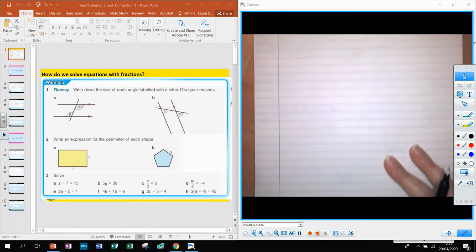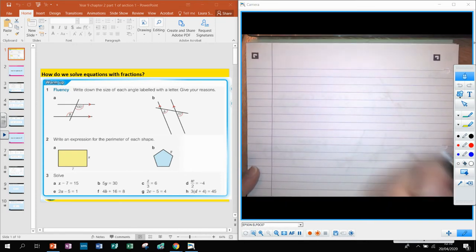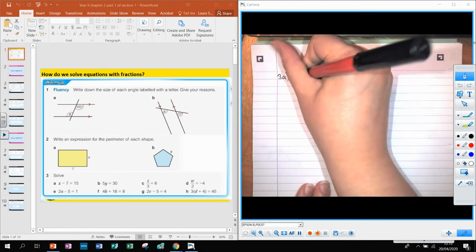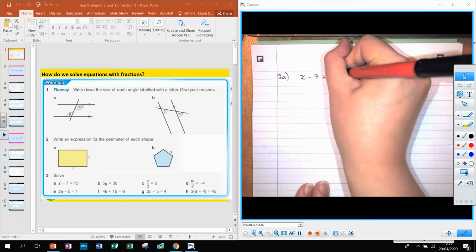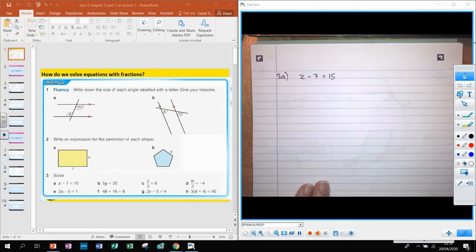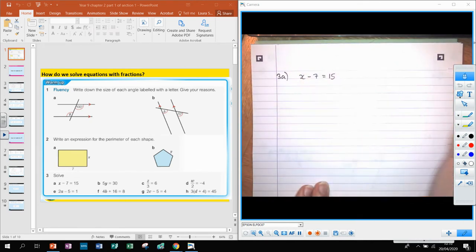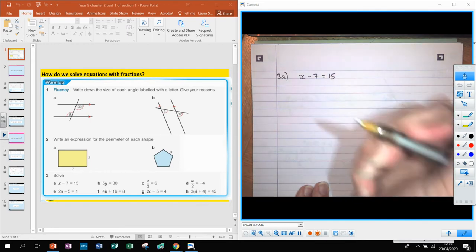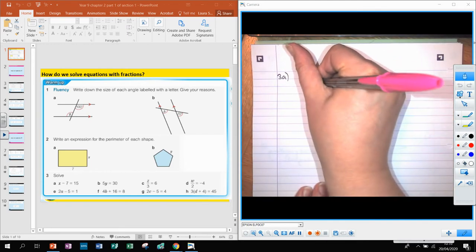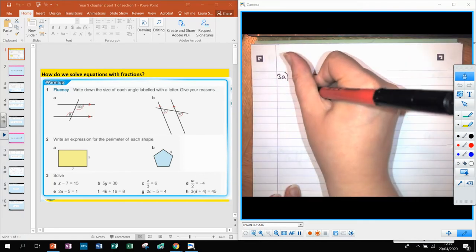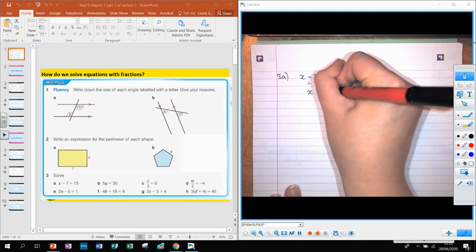Okay, so for question 3, A, we are now solving equations. So we've got x minus 7 is equal to 15 first. We have to remember that we do the same to both sides and always the opposite when we are rearranging in an equation. Here I've got take away 7, but I'd like the x to be the subject, so I need x to be by itself. The opposite of minus 7 is to add 7. So we add 7 to both sides, and that gives us x is equal to 22.